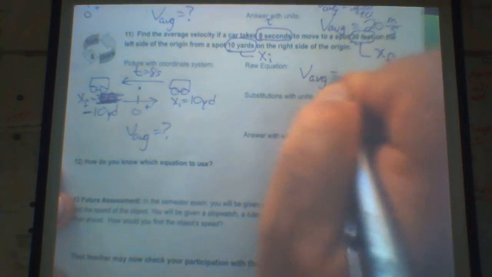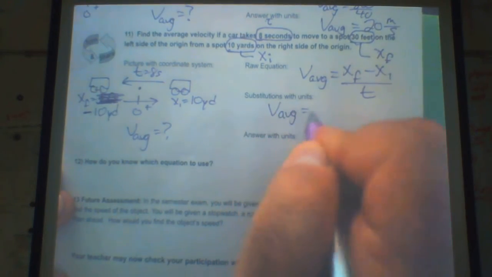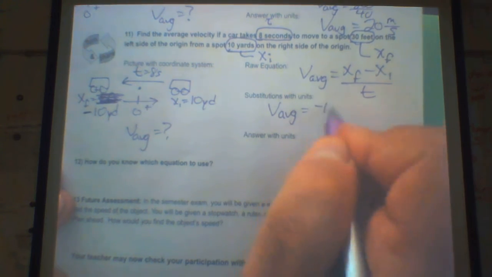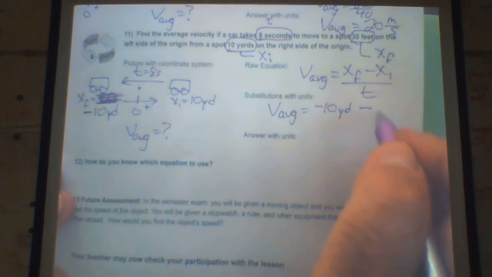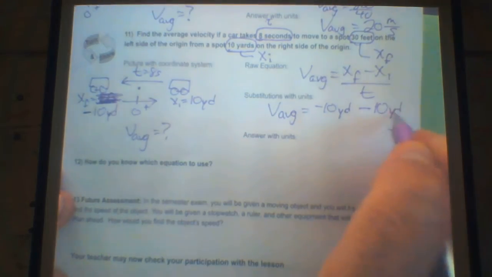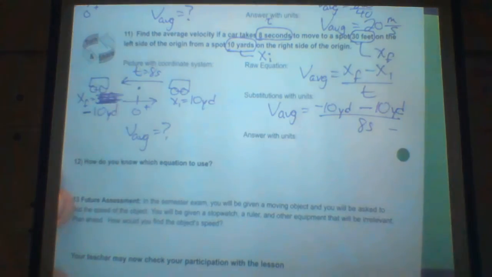Step number 6, find the raw equation. So I'm going to use my new derived equation, x sub f minus x sub i divided by t, and then put in my numbers. Average velocity, the final location, negative 10 yards, minus the initial location, 10 yards, divided by the time, 8 seconds.